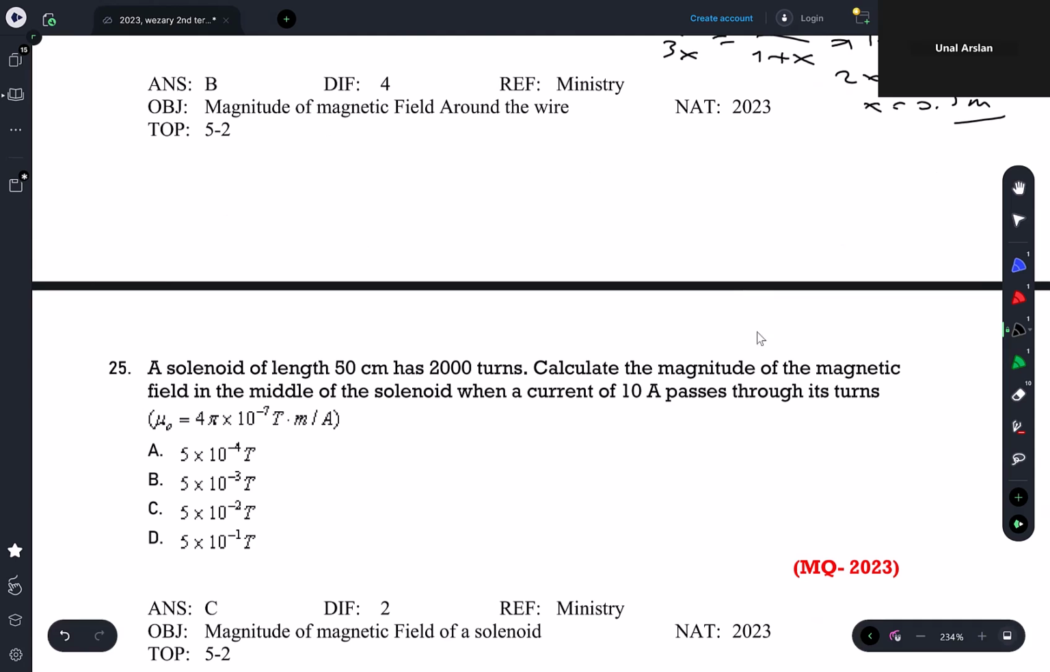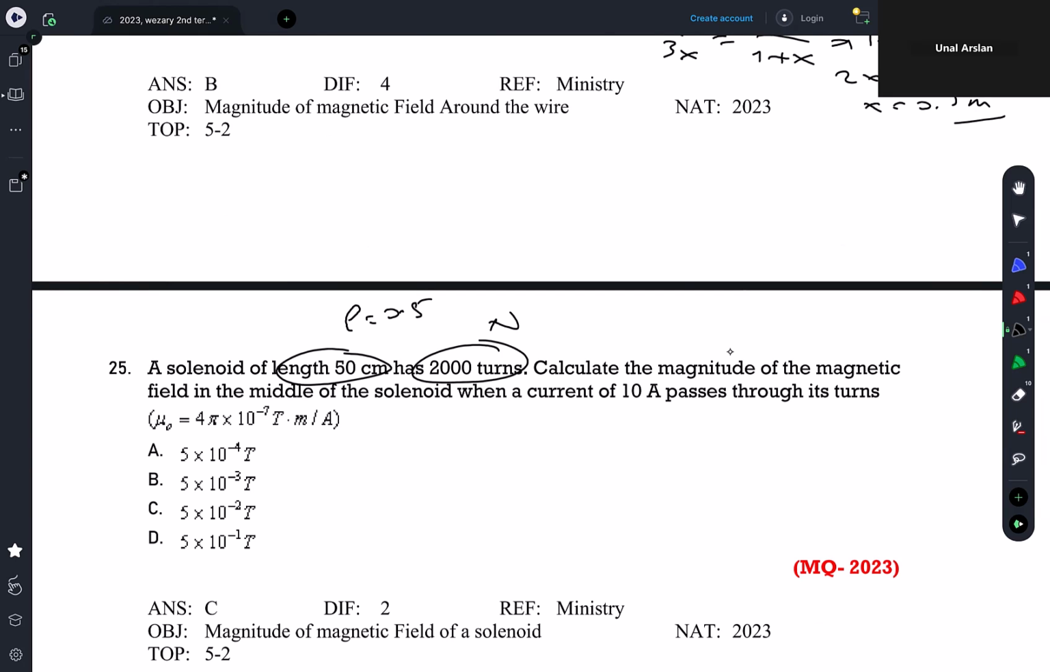A solenoid of length 50 centimeters has 2000 turns. Length of solenoid is 0.5. Number of turns is 2000. Calculate the magnetic field in the middle of the solenoid when the current is 10 ampere.